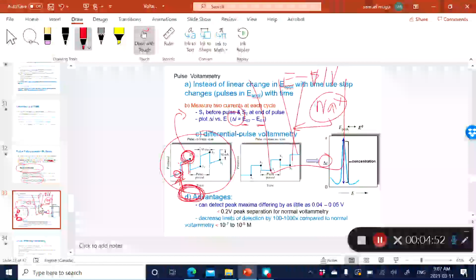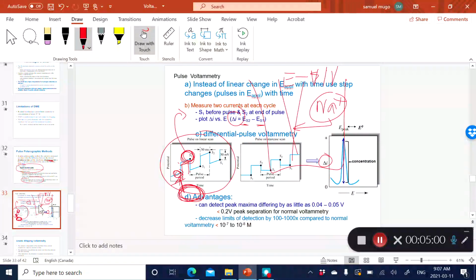As I mentioned, in the voltage S1, that is where most of the charging current is. In voltage S2, you have a bit of charging current, but also the Faradaic current that resulted from the redox process. And the difference between the two negates most of the charging current. And that becomes your analytical signal.